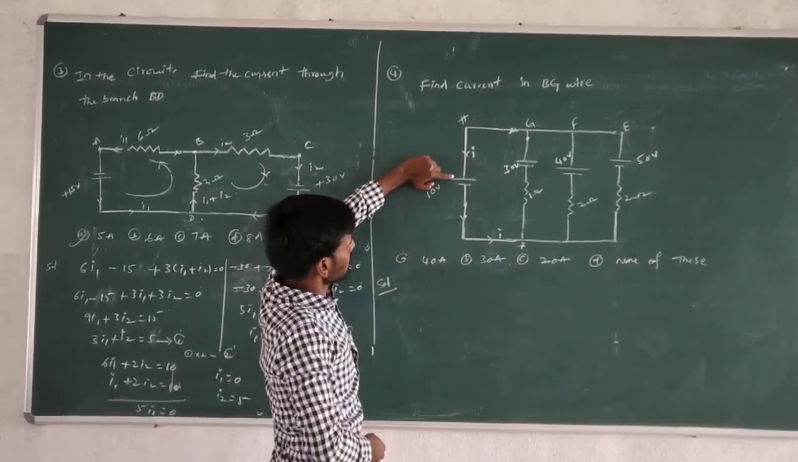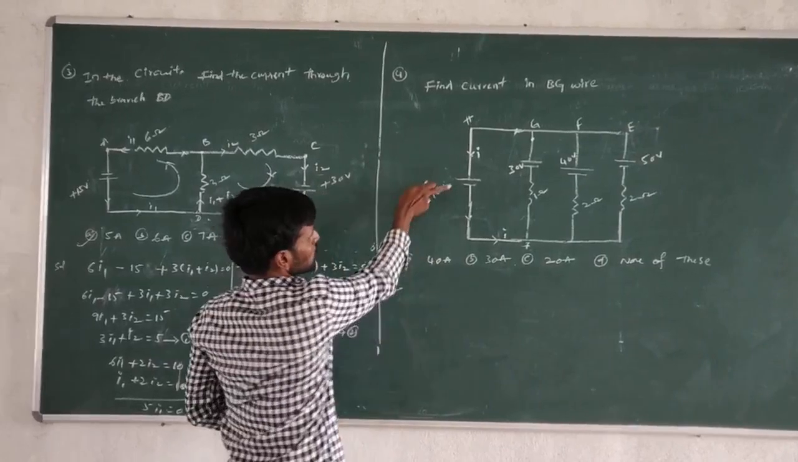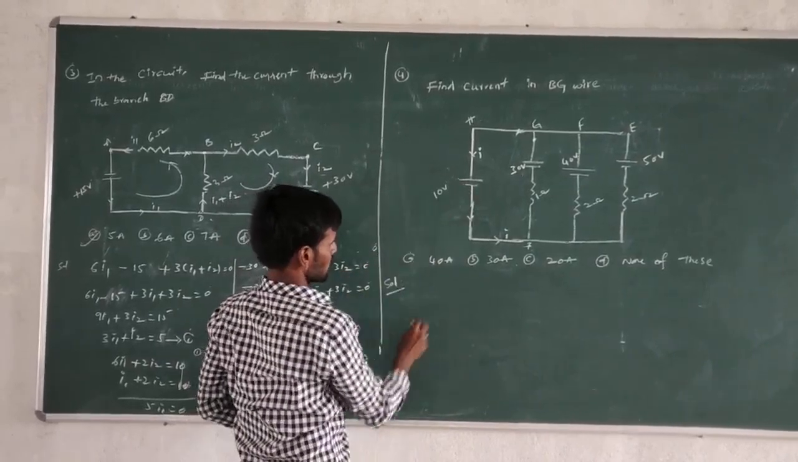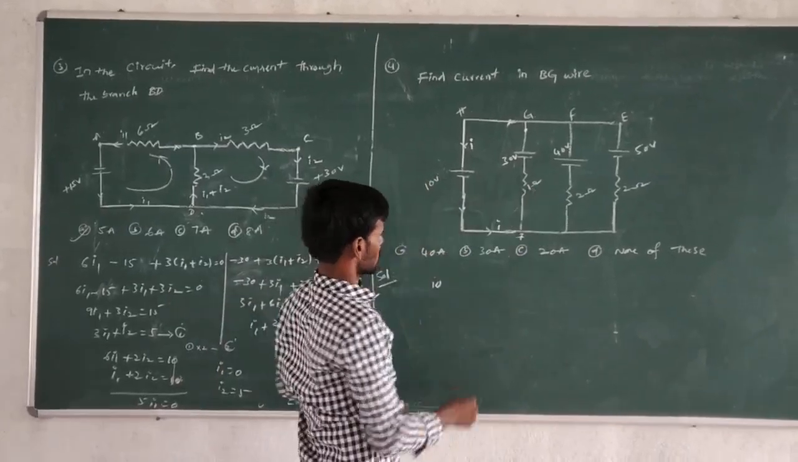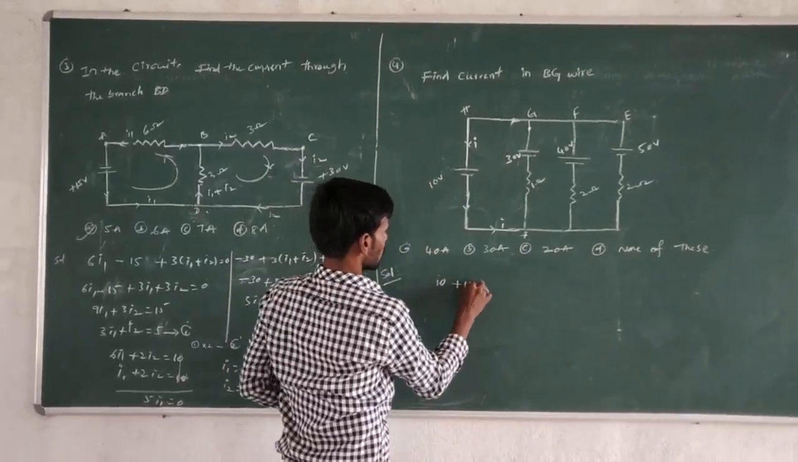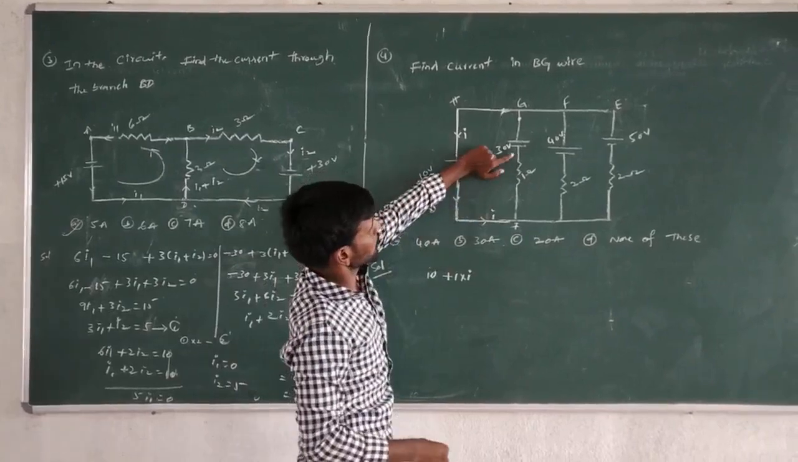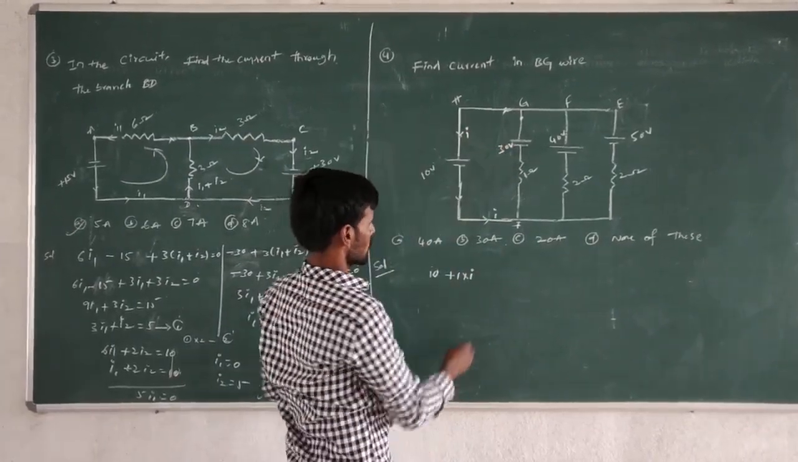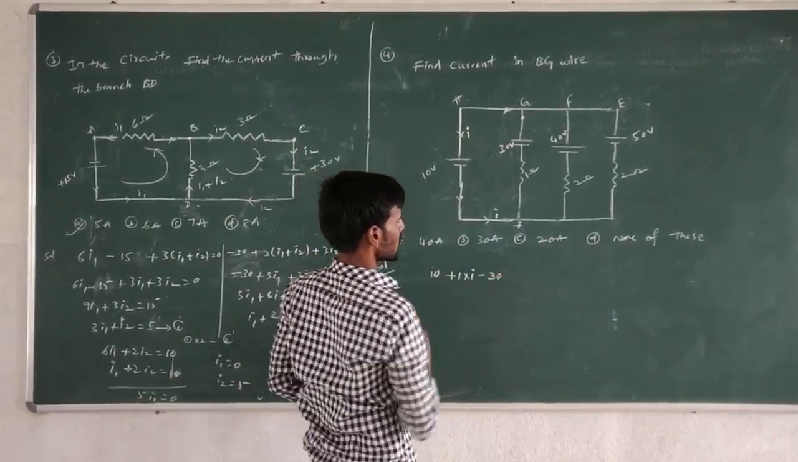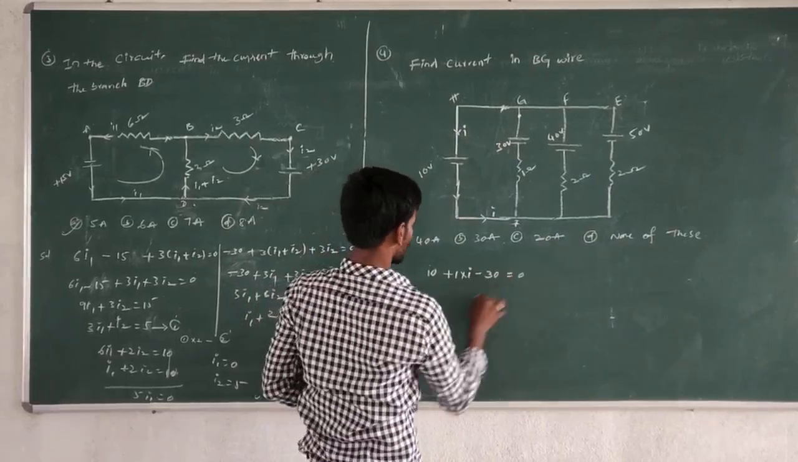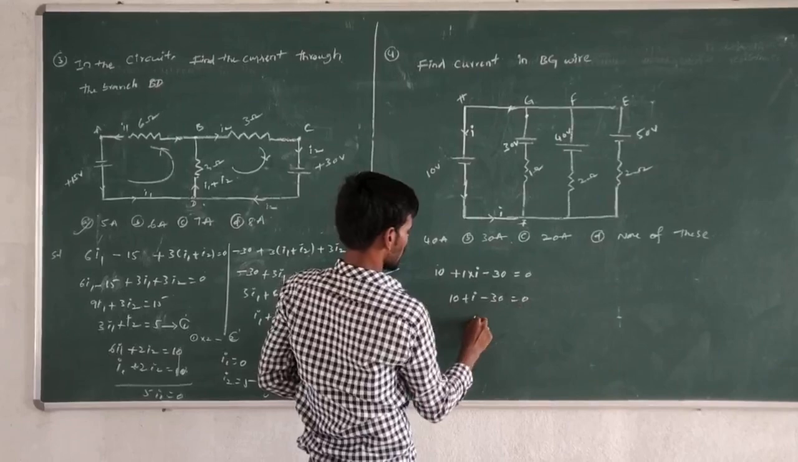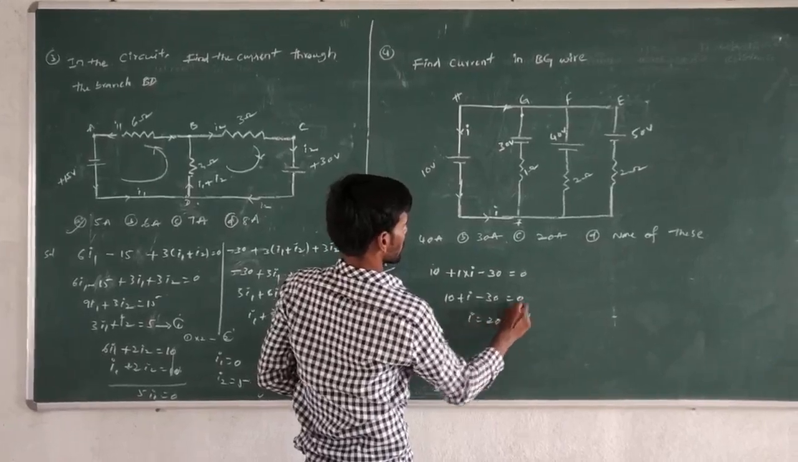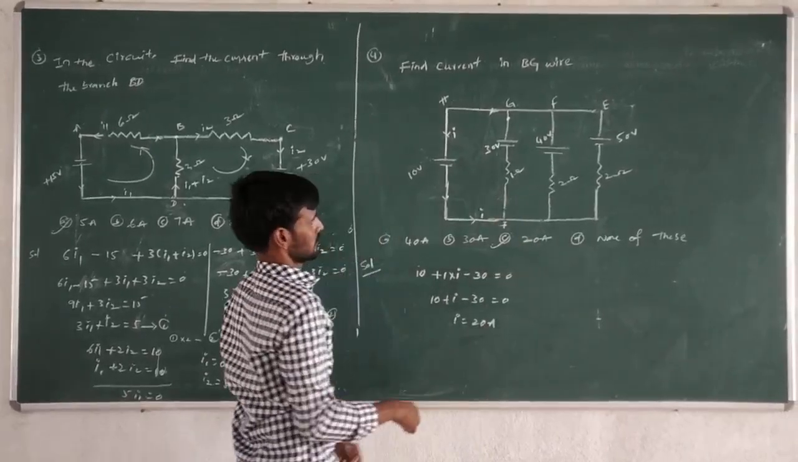The current entering the 10 volts battery moves from the higher potential to the lower potential terminal, so we get 10. The current entering the 1 ohm resistance gives I1 into I. The current flowing from the lower potential terminal to the higher potential terminal gives minus 30. So 10 plus I minus 30 is equal to 0, so I is equal to 20 ampere. So this is the correct answer.